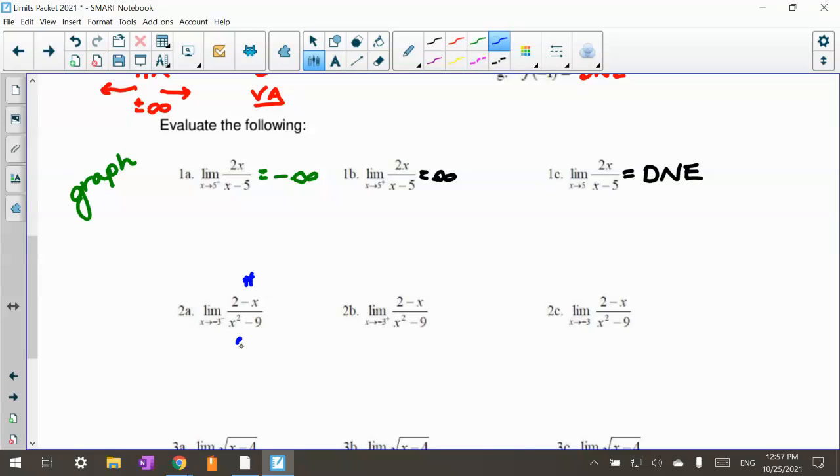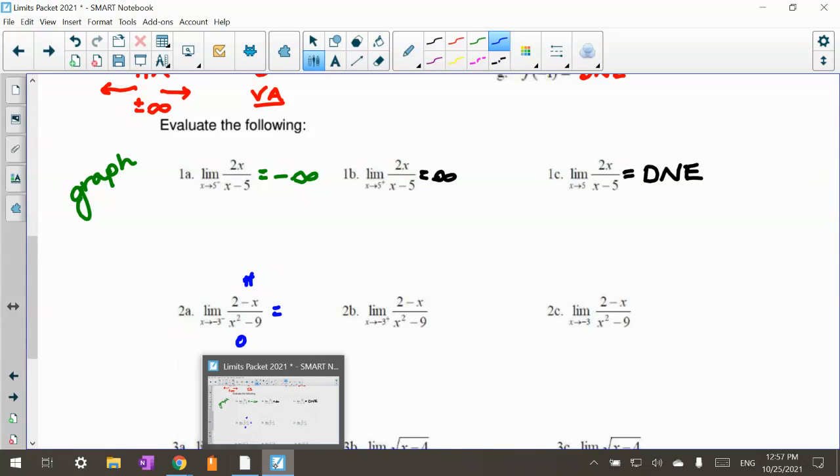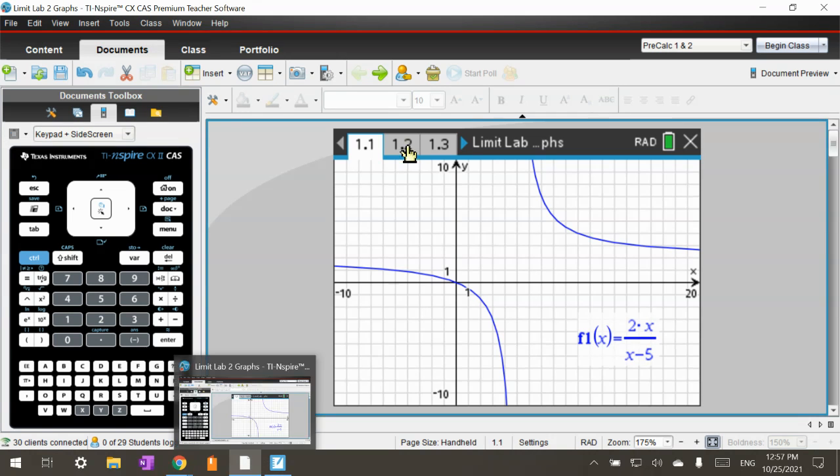And if I put a 3 in here, over 0, so I know my answer is going to be plus or minus infinity. How do I know? Look at the graph. So now I graph that one. That's our next one.